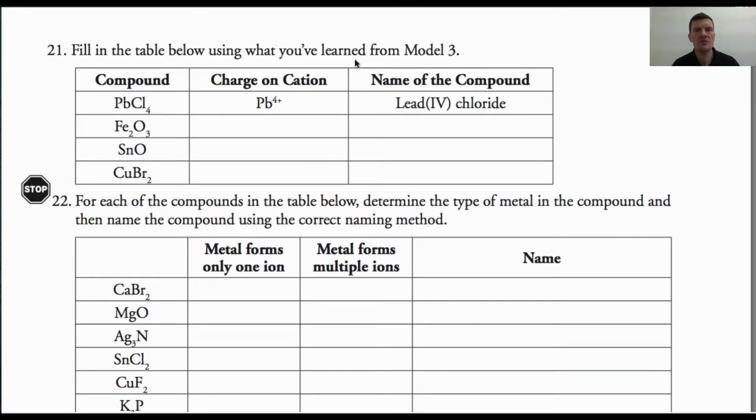Fill in the table below using what we've learned. So, if we have this formula, lead chloride, I look at this right here, I know chloride is always a -1. Always. So if I need 4 of them, that must mean the lead has a +4 charge, so the name of it is going to be lead 4 chloride.